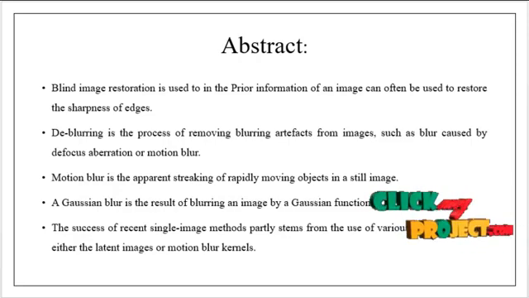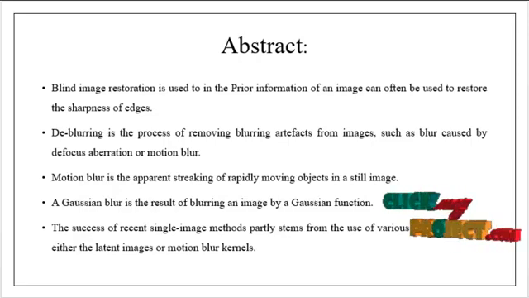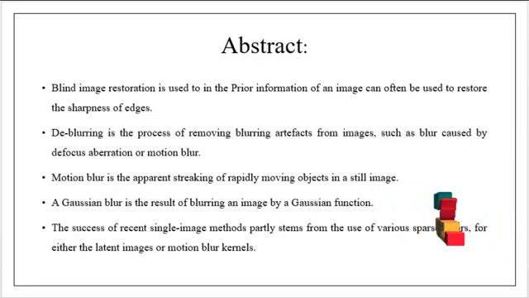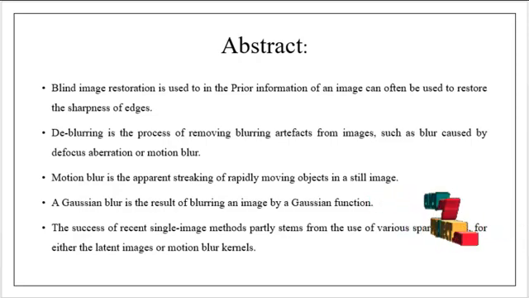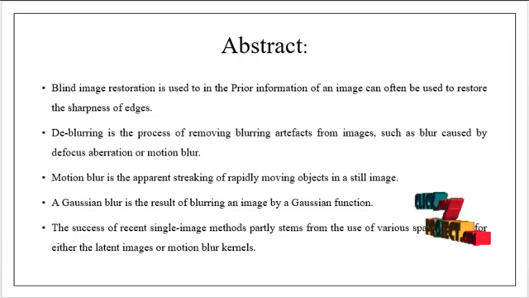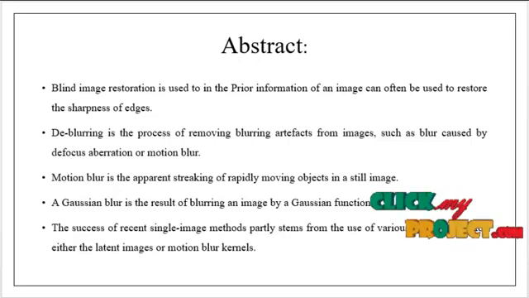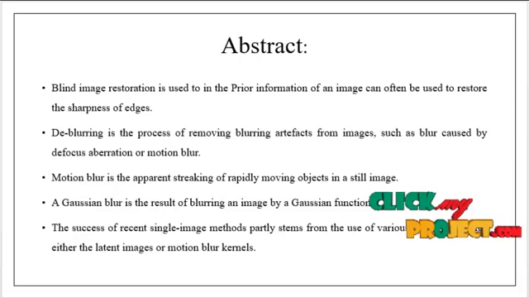Blind image restoration is used where the prior information of an image can often be used to restore the sharpness of the edges. Deblurring is the process of removing blur artifacts from images, such as blur caused by defocus, aberrations or motion blurs. Hence, in this process two kinds of blurs are included, Gaussian blur and motion blur, and they will be removed based on the blur removal method, and then the image will be classified.